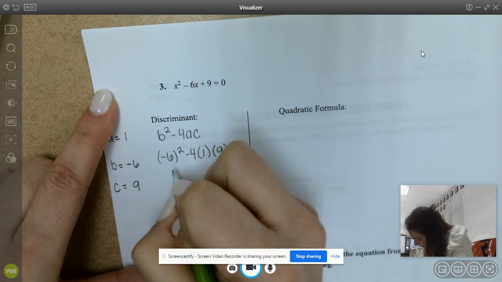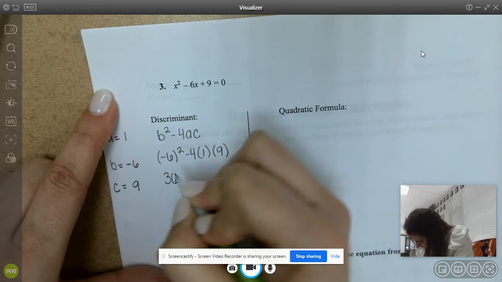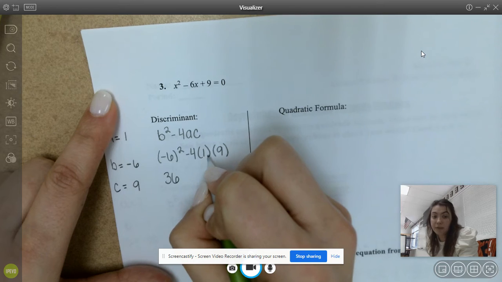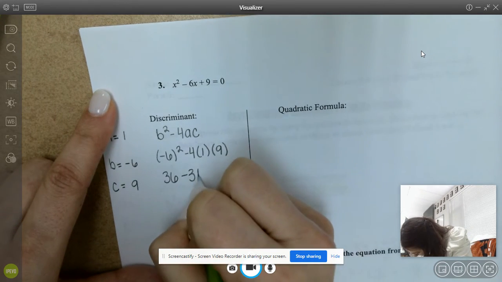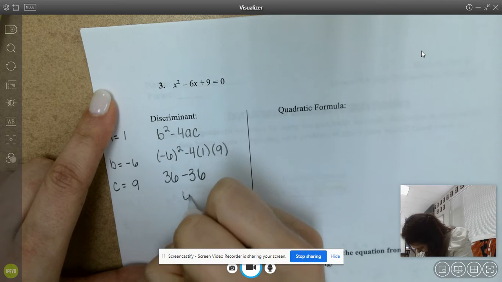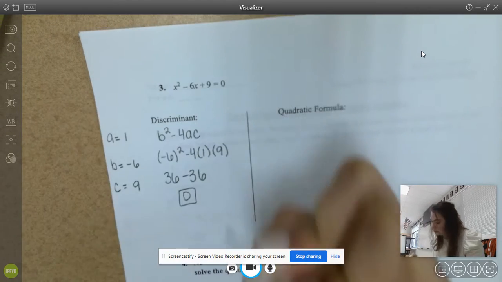Okay, negative 6 squared is positive 36. Negative 4 times 1 is negative 4. Negative 4 times 9 is negative 36. So therefore, 36 minus 36 is 0.